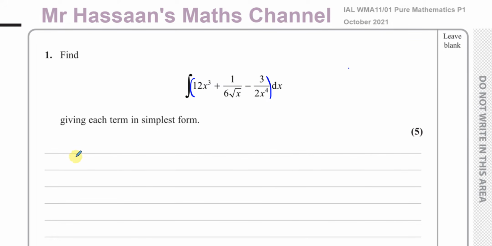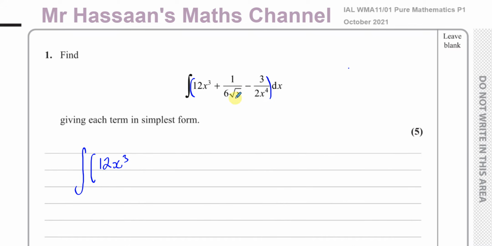The first term here is fine. It can be left as it is, 12x cubed. Again, we're supposed to really have brackets here to show that all of that inside the bracket must be integrated with respect to x. That's a little oversight on the examining board's part, I guess. And now we've got to prepare this for integration.